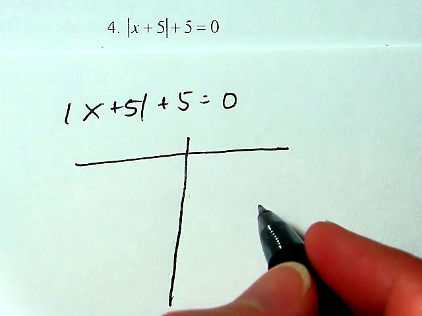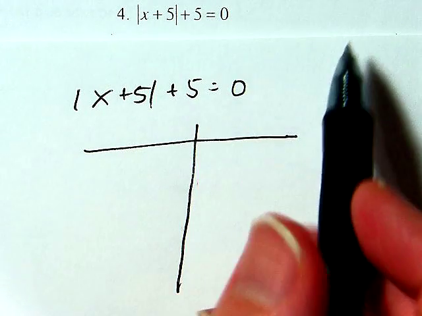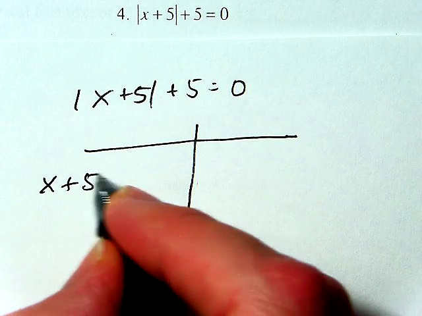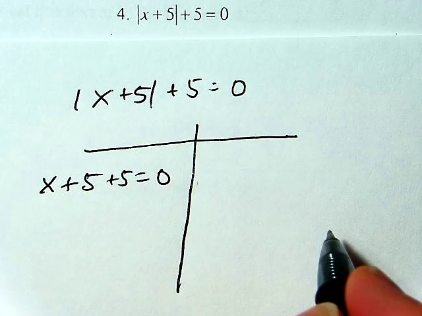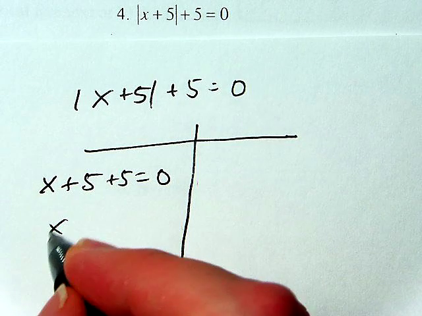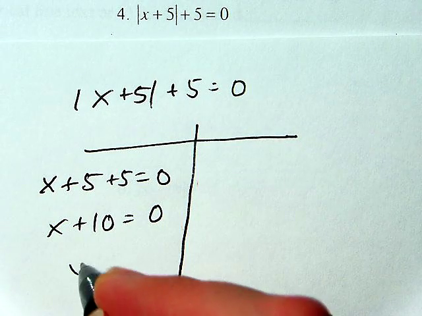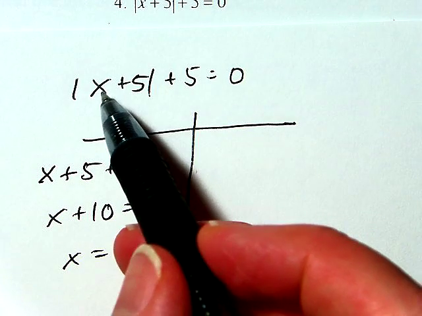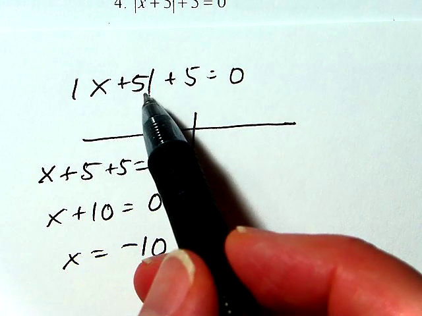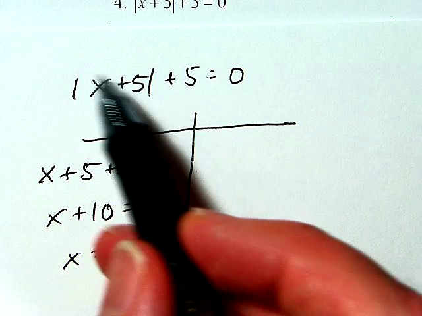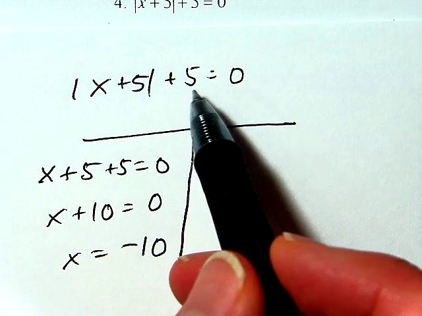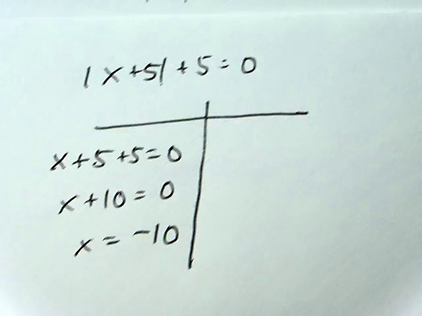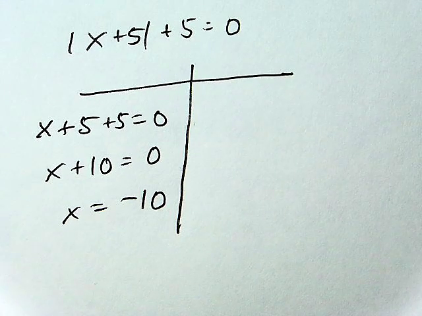We're going to solve the two equations that result, one of which results if we just assume x plus 5 is positive, and we can take it out of its absolute value brackets. Let's go ahead and solve that one then. If we solve that one, it's x plus 10 equals 0, or x is equal to negative 10. Does that work? Let's plug it in. Negative 10 plus 5 is negative 5, the absolute value of which is positive 5, plus 5 does not equal 0.